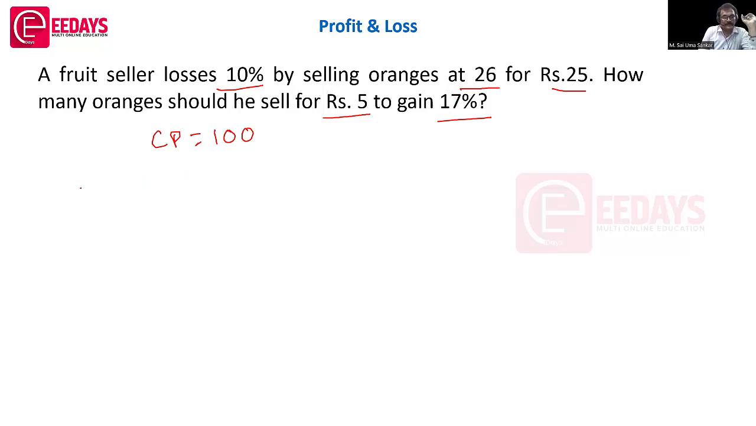17% gain. A fruit seller loses 10% by selling oranges 26 for 25 rupees. What is the selling price of each orange? That is equal to 25 by 26. Suppose that person sells an orange at 25 by 26. What happened? It represents 10% loss. That is equal to 90. Suppose 117. What happened? That's all.